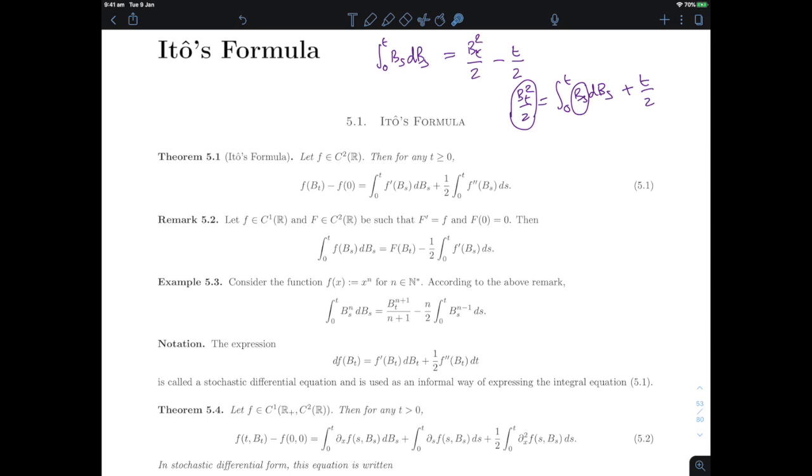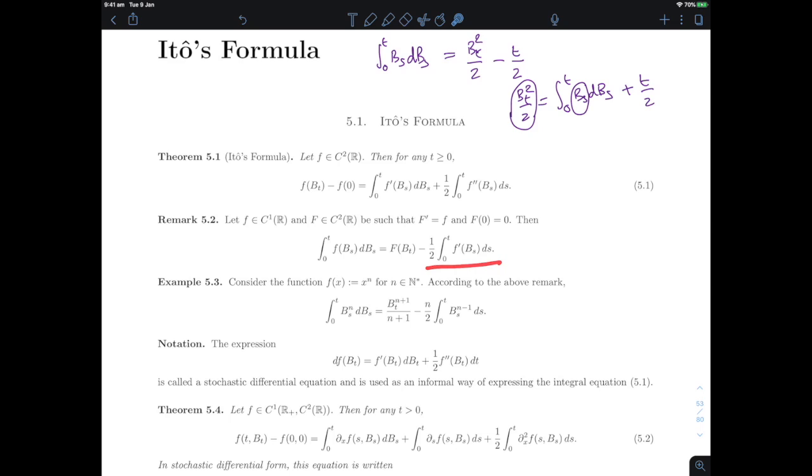So first of all, notice the following. If you have a function little f in C1, and you take an antiderivative of that function, capital F, that's going to be a function in C2, then applying Ito's formula to the function capital F will tell you that the integral of f of B_s dB_s is capital F of B_t. Right? You compute the Ito integral by using an antiderivative, but you have a compensation term which is minus 1/2 of the integral of f prime of B_s ds.